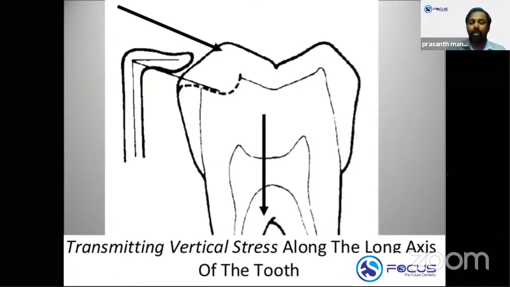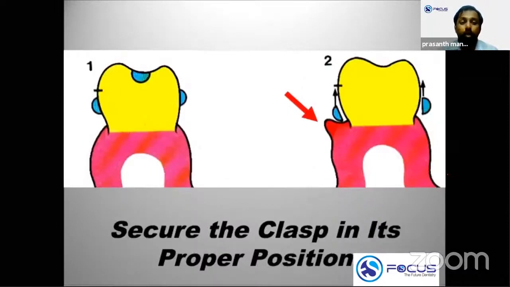Second one is transmitting the vertical stress or the occlusal forces over the prosthesis along the long axis of the teeth. So the rest seat preparation should be, means the angle between the floor of the rest seat and the minor connector has to be less than 90 degrees. That means the apex of the rest seat should be directed towards the center of the teeth. Understood?